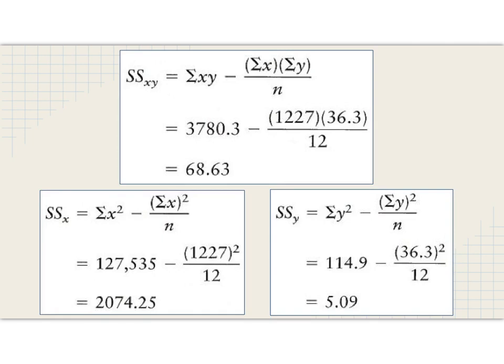We bring in the two parts of the denominator. SSX is 127,535 minus 1227 squared over 12. And that 1227 squared, by the way, was the 1.5 million-ish number that we had before, for a value of SSX of 2074.25. For SSY, we take the sum of the y squareds, 114.9, and we subtract from it the sum of the y's squared. That was the 1,317.7 that I had shown you on the previous slide, divided by 12 again, gives us a value for SSY of 5.09.